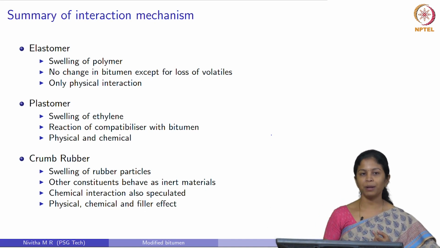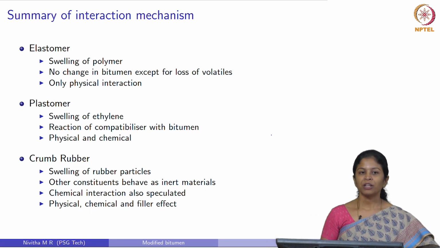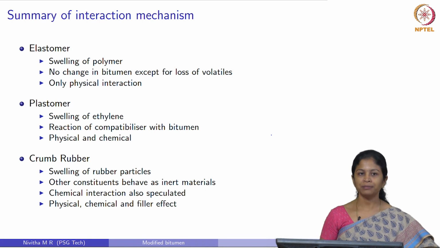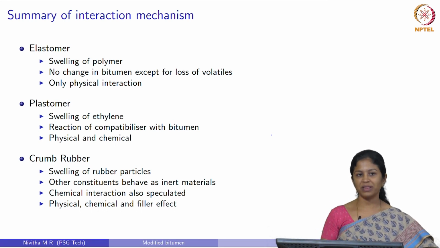In the case of crumb rubber modified bitumen, we have a physical interaction, an inert case which is reported, and some kind of chemical interaction which can develop. The physical interaction is again because of the absorption of lighter fractions by the styrene butadiene rubber component present in crumb rubber. The inorganic fillers and the carbon black present in crumb rubber can act as fillers, and at high temperatures, when there is devulcanization and depolymerization, a chemical interaction can also develop.